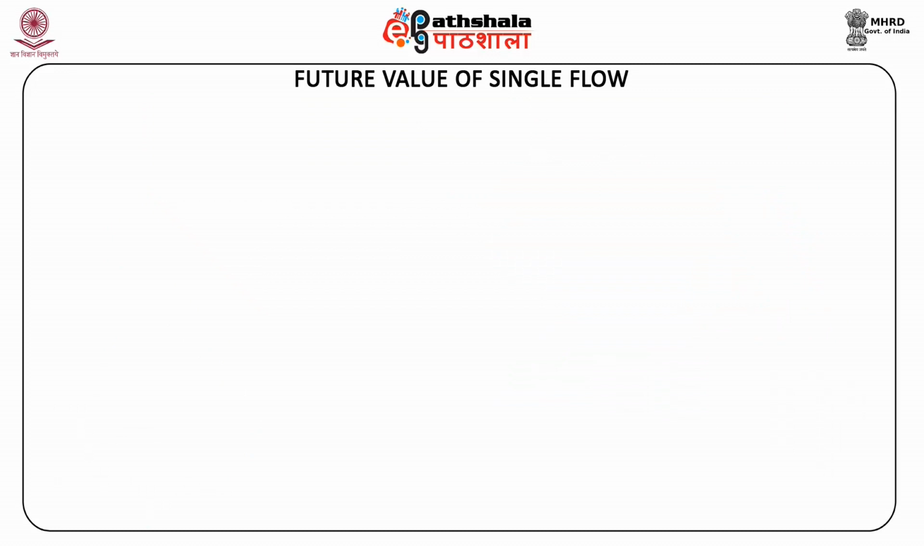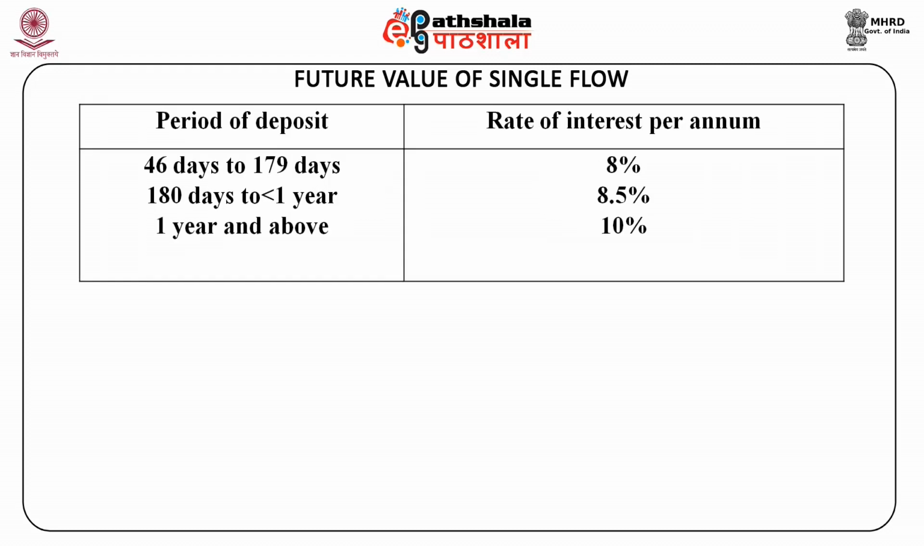Example: the fixed deposit scheme of XYZ Bank offers the following interest rates. Period of deposit and rate of interest per annum: 46 days to 179 days, the rate of interest offered is 8%; 180 days to less than 1 year, 8.5%; 1 year and above, 10%.